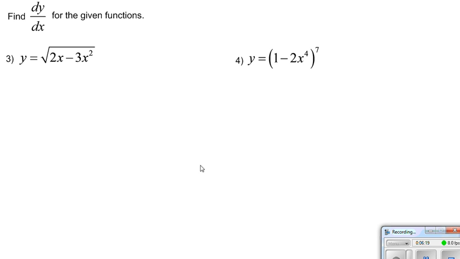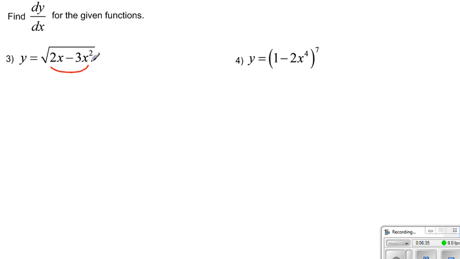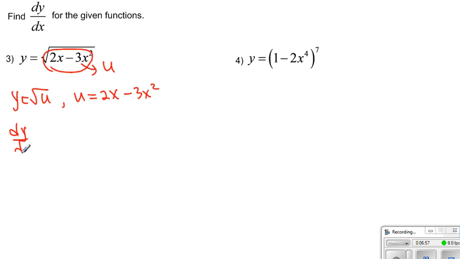All right. So let us look at these two examples here. We are looking for dy over dx, but as you can see, we have a square root, which seems to be the dominating expression, and then underneath of that we have this. So what if we assume the inside portion as u? That means y is equal to square root of u, where u is equal to 2x minus 3x squared. Now, then what is dy over du?